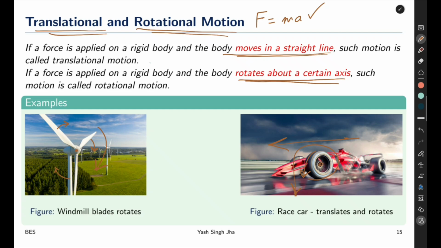So force causes motion to happen, and the motion can be categorized into translational and rotational. As the name suggests, if the body rotates, it is rotational motion. If the body moves in a straight line or along a path, that motion is called translational motion.